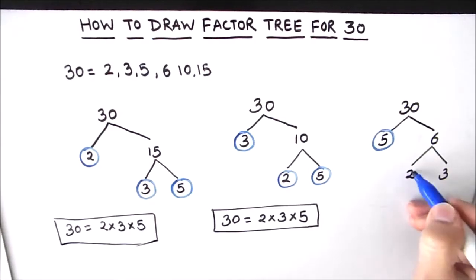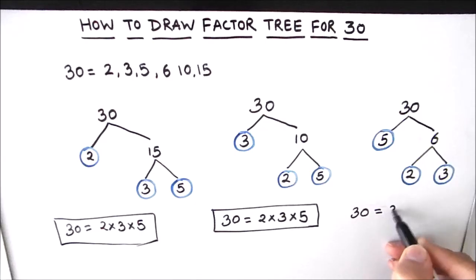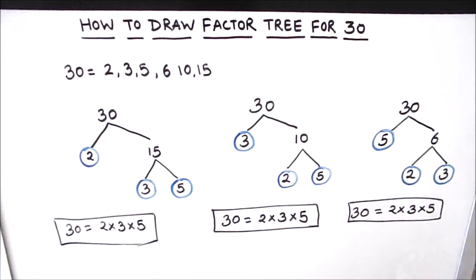And 2 and 3 both are prime numbers, so we are going to circle those numbers. And from this tree too, we are going to get the same factors, which is 2 times 3 times 5. So the prime factors of 30 are 2 times 3 times 5. So this is how we can draw a factor tree for any number.